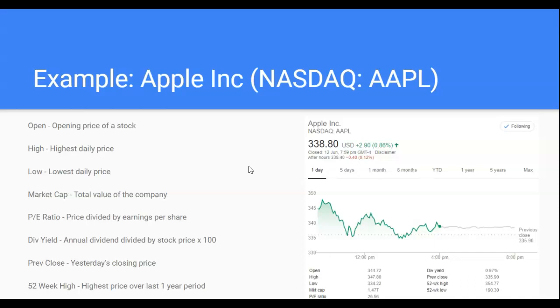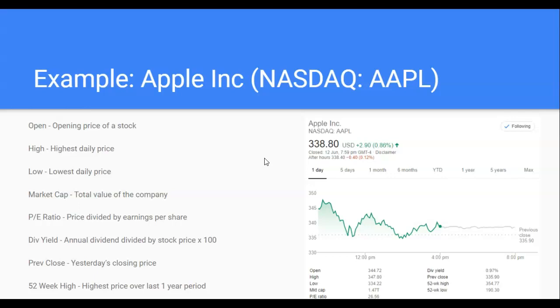And then we have the previous close. That's how much the stock closed yesterday. And then we have the 52-week high. That is the highest price that the stock traded at over the last year, so the last 52 weeks.